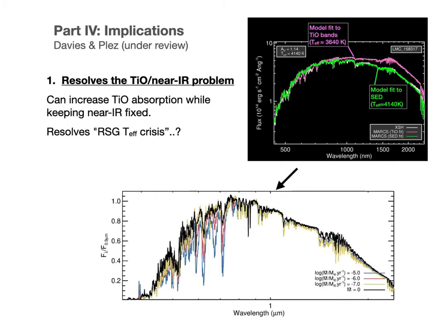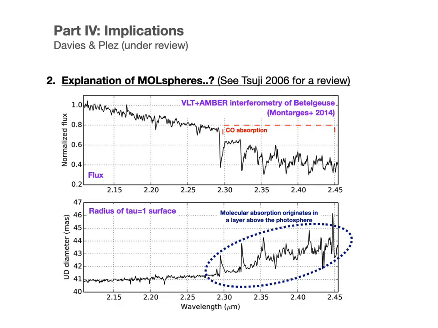So what are the implications then? Well, obviously, firstly, we can now potentially reconcile temperatures derived from the near infrared with those from the optical. So this is work in progress right now, but it will result in temperatures warmer than that Levesque et al. calibration. Now, secondly, a wind naturally explains the existence of so-called MOLsphere, or spatially extended regions around red supergiants which are responsible for at least some molecular line formation.